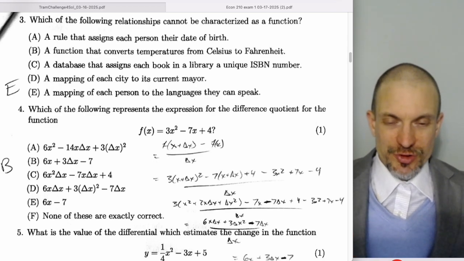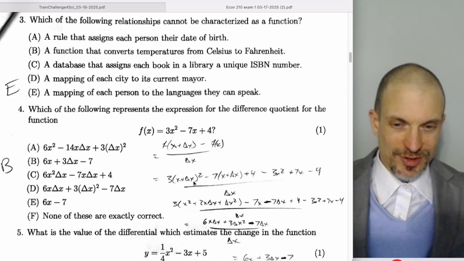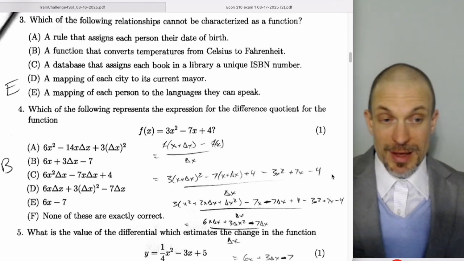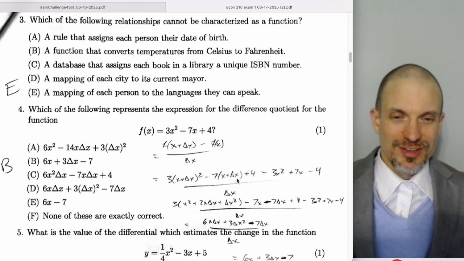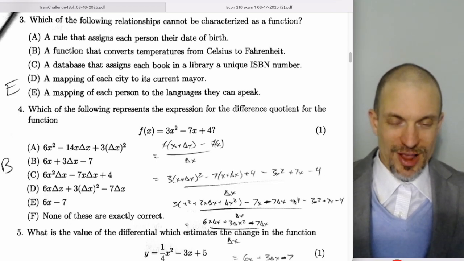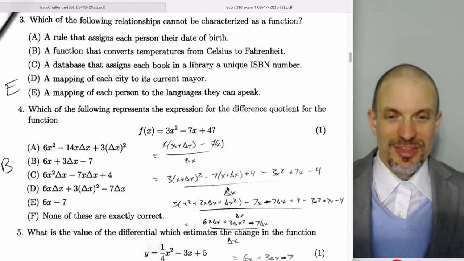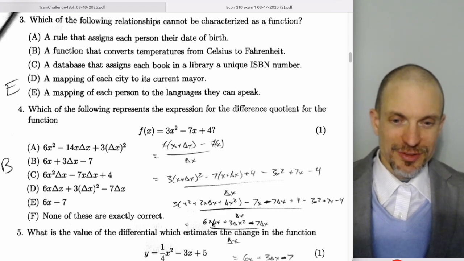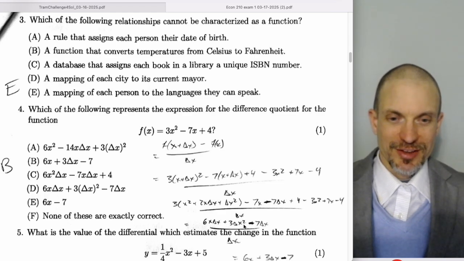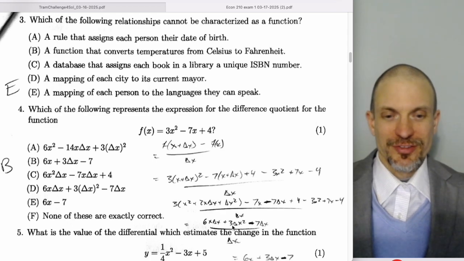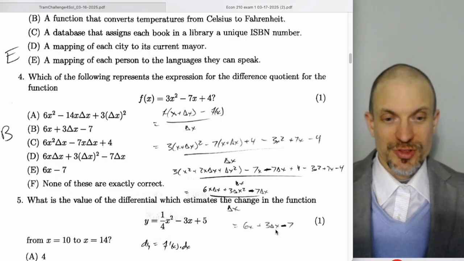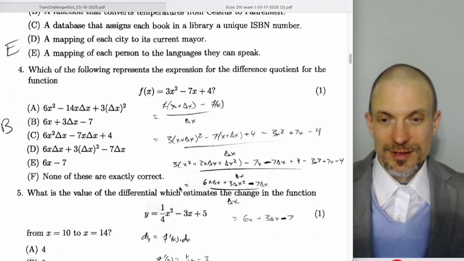Anyway, so what's the difference quotient, though? I'm going to evaluate the function at this value. So this is going to be 3 times the quantity x plus delta x squared minus 7 times the quantity x plus delta x plus 7, then minus the function. You could distribute, expand this, and then subtract off. Basically what happens is things with delta x's survive our cancellation. So that gives me 6x times delta x plus 3 delta x squared minus 7 delta x divided by delta x. So I'm going to factor out a delta x and cancel, and I'm left with 6x plus 3 delta x minus 7, so B.